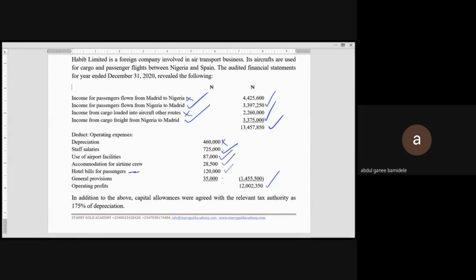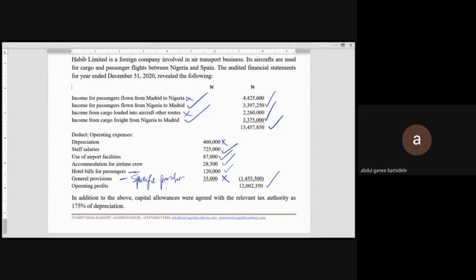General provisions, is it allowable or not? It's not allowable, it is disallowable. General provision is not allowed. It is only specific provisions that you allow. So you have your answer.